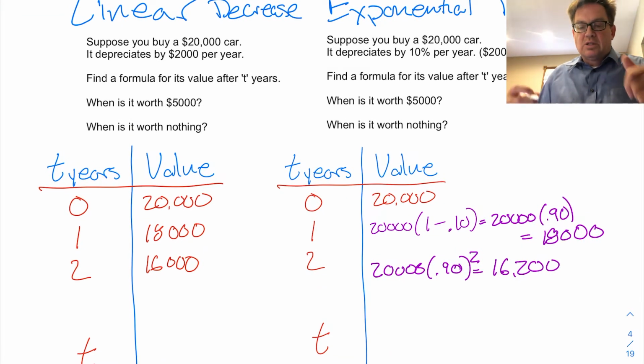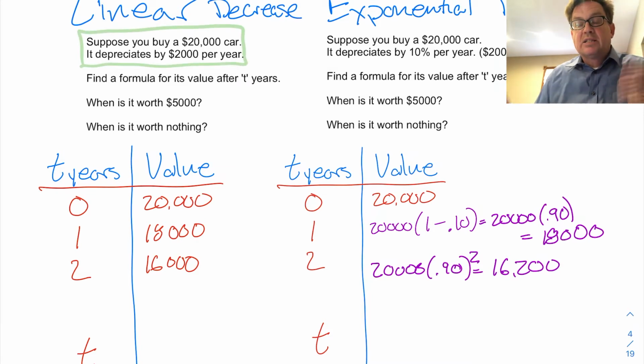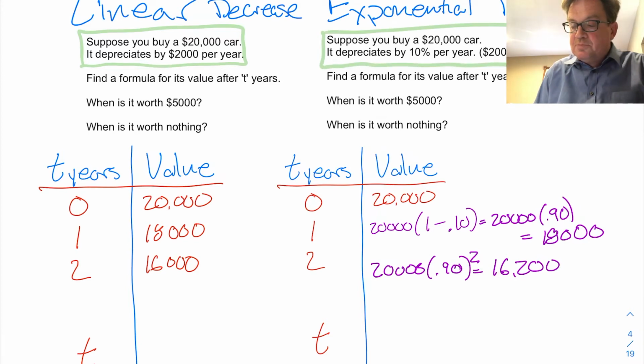What about the reverse situation? In this case, let's say you have a car and it's depreciating, it's losing value every year. It could either lose value linearly, or it could lose value exponentially as a percent each year.